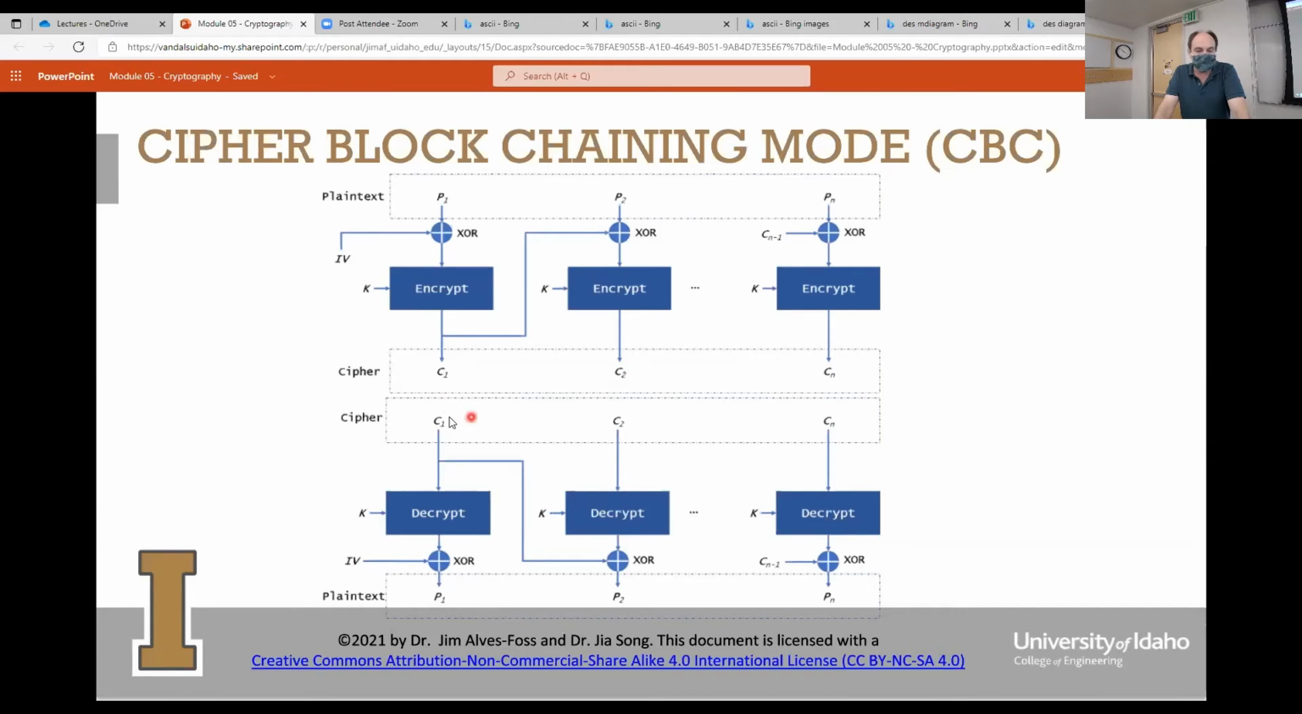To decipher, we take the ciphertext, decrypt it with the key. Well, that's this output here. So I have to then exclusive OR it with the initialization vector. We can, because exclusive OR undoes what we did. And we get the plain text back. And we do the same thing with the ciphertext.